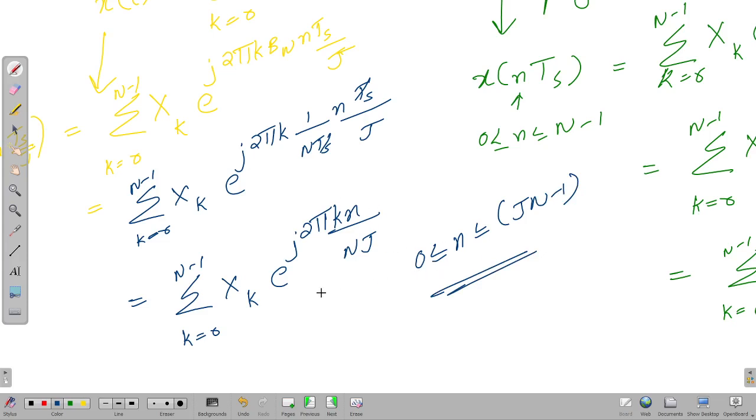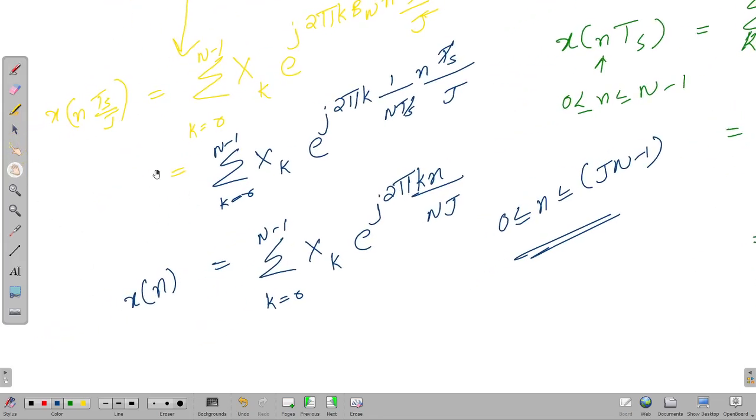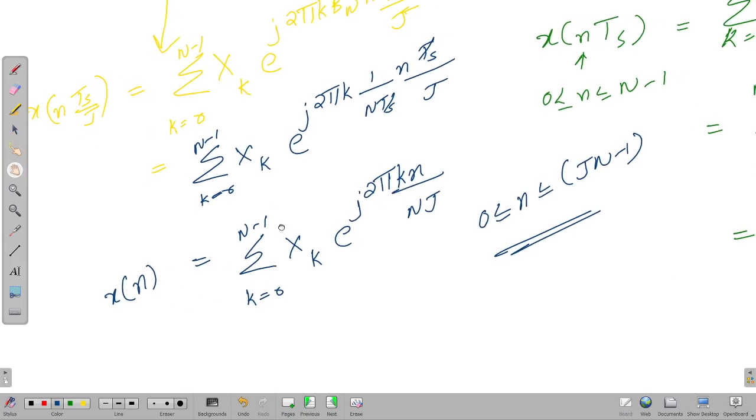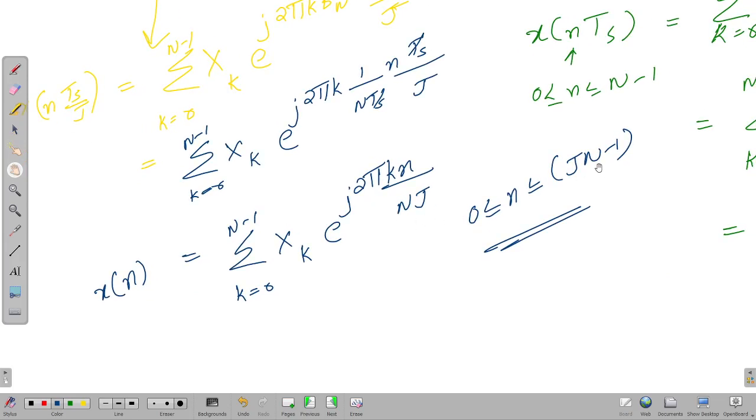You have N number of samples, so x of n I can write it as x of n. I have JN values, which means n varies from 0 to JN minus 1.